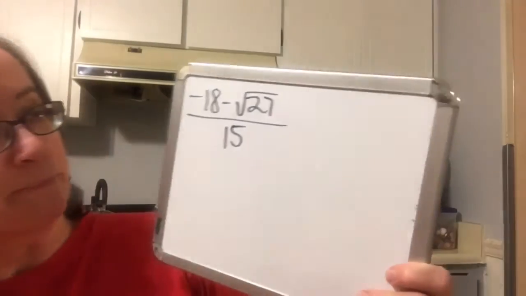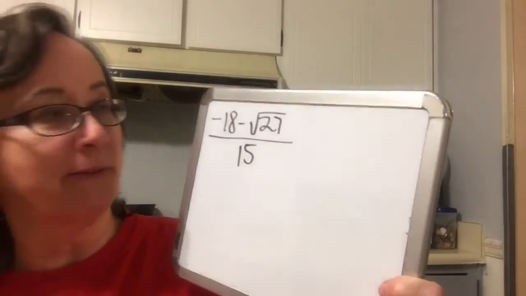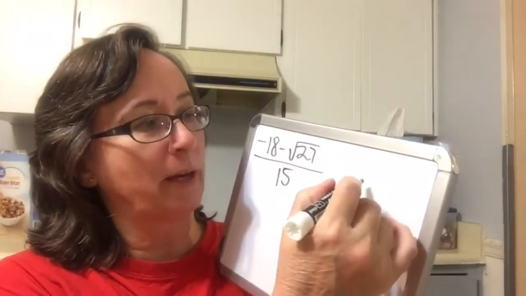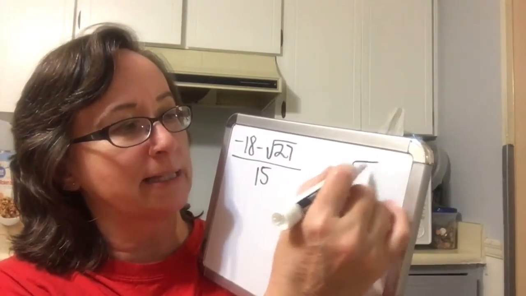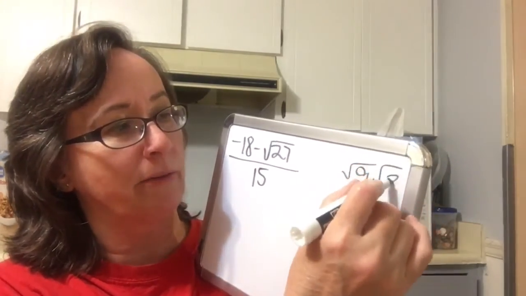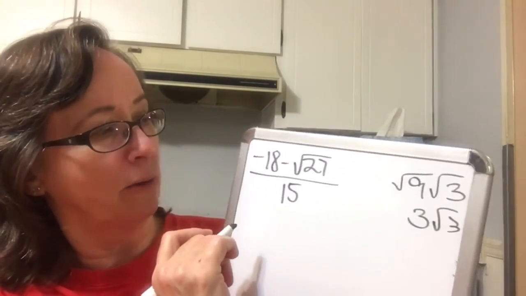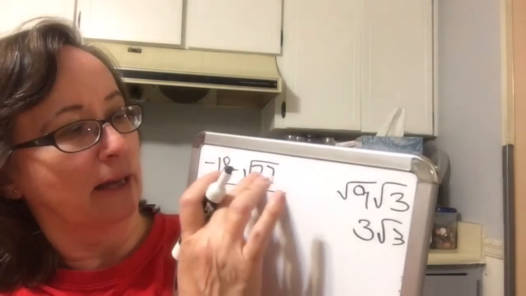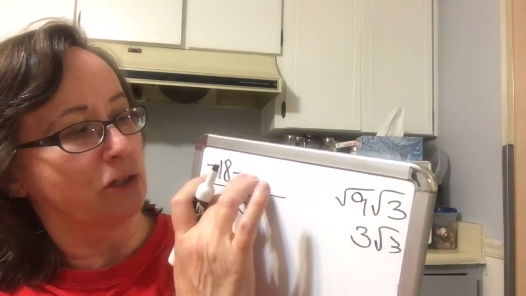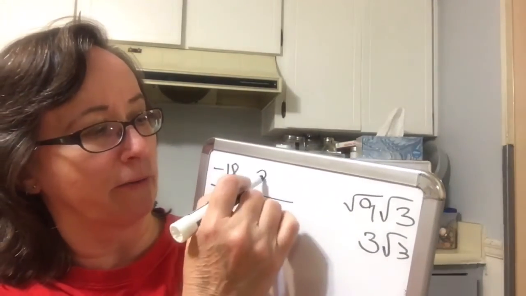And the last problem in chapter 9, and again, this one is a simplify. So we're going to first break out our square root of 27, which is the same thing as the square root of 9 times square root of 3, or 3 square root of 3. So let's just change this to 3 square root of 3.